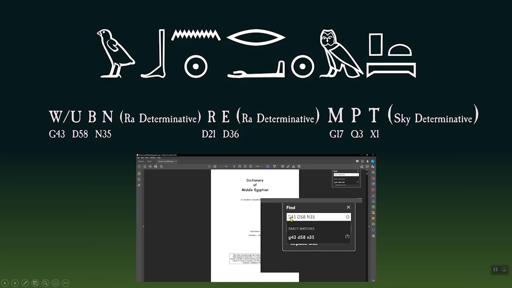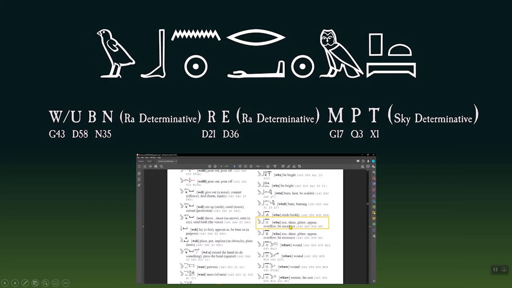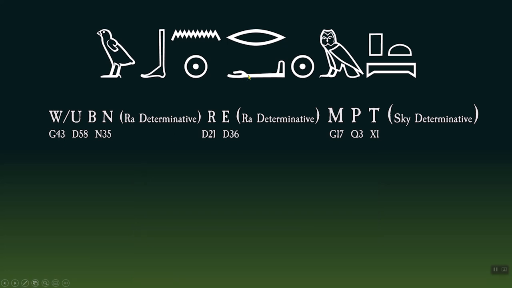And then you can put these codes in, and it will give you the meaning of that word. Here you can see G43, D58, N35. And then they even have N5 in here for the determinative, right? And Weben. This means to shine, to glitter, to appear. So then we have R-E and the sun determinative. Again, this is telling us it has something to do with the sun. And then finally we have M, P, T, and the sky determinative.